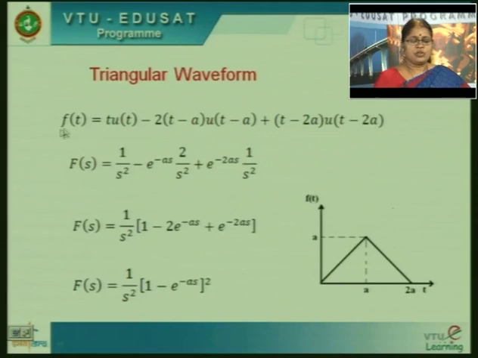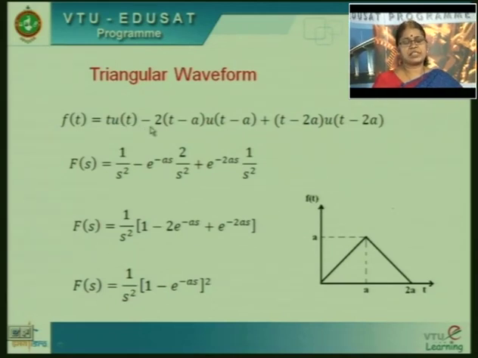So, the function can be written as f of t is equal to t into u of t minus 2 times t minus a u of t minus a. So, if I add these two signals, what will happen? This signal will have a segment which varies from 0 to a, we will get this segment, and this segment will continue even after 2a, but I want the value of the function to be 0 after 2a.